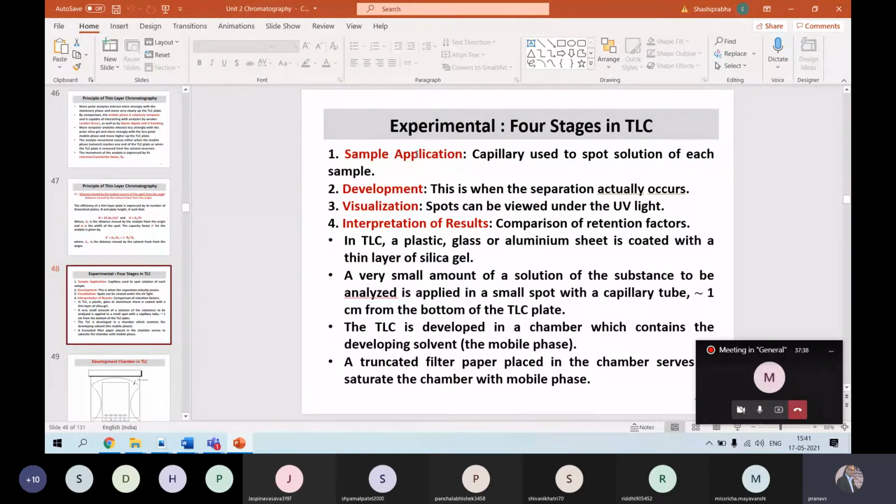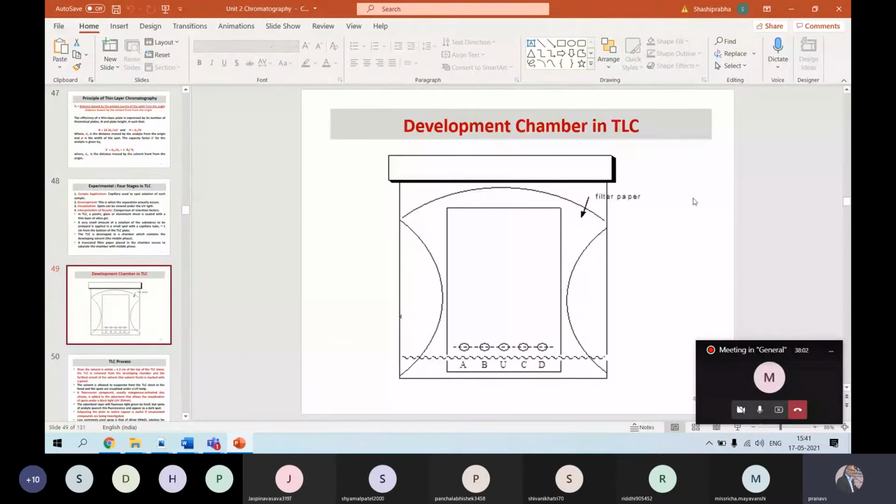Interpretation means you find out the retardation factor, the number of theoretical plates, the plate height, and the capacity factor. These are the important things which one needs to evaluate in the interpretation of the results. And this is how the TLC development chamber looks like. This is a glass chamber.